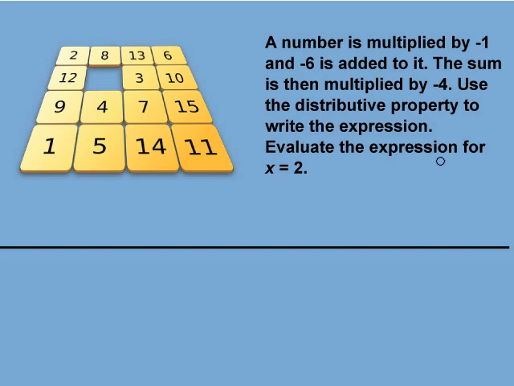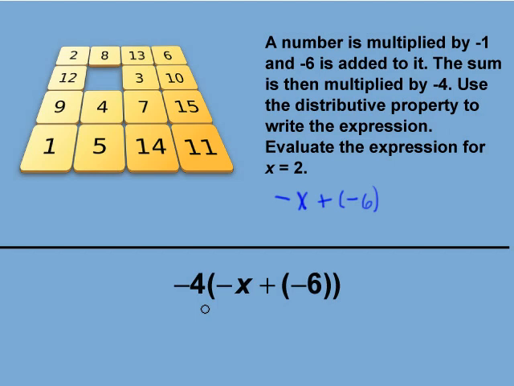Let's start with this part. A number is multiplied by -1 and -6 is added to it. Since we don't know which number, we designate it as -x. This number is increased by -6, so we write -x plus -6. This sum, or the entire expression, is multiplied by -4, so we enclose the expression in parentheses and multiply the whole expression by -4, shown here.